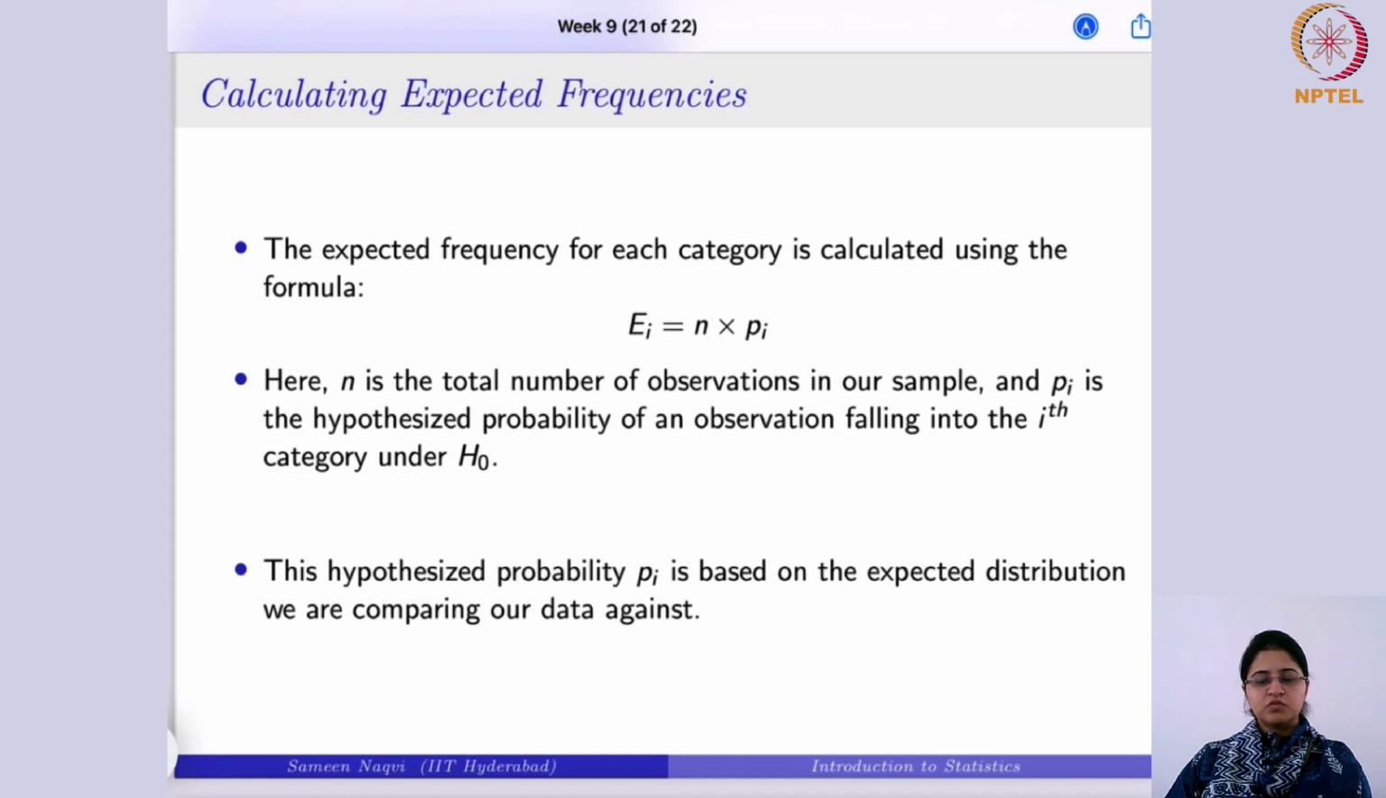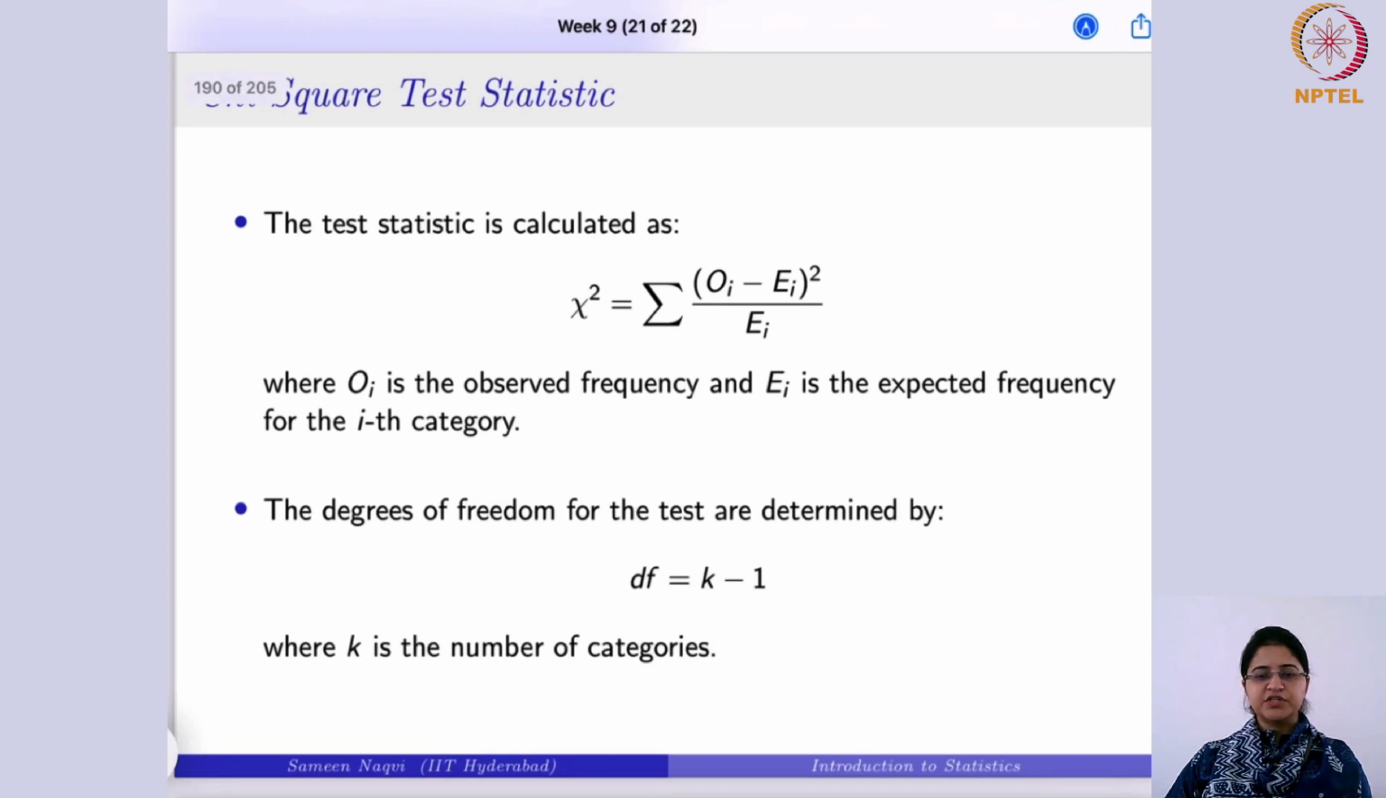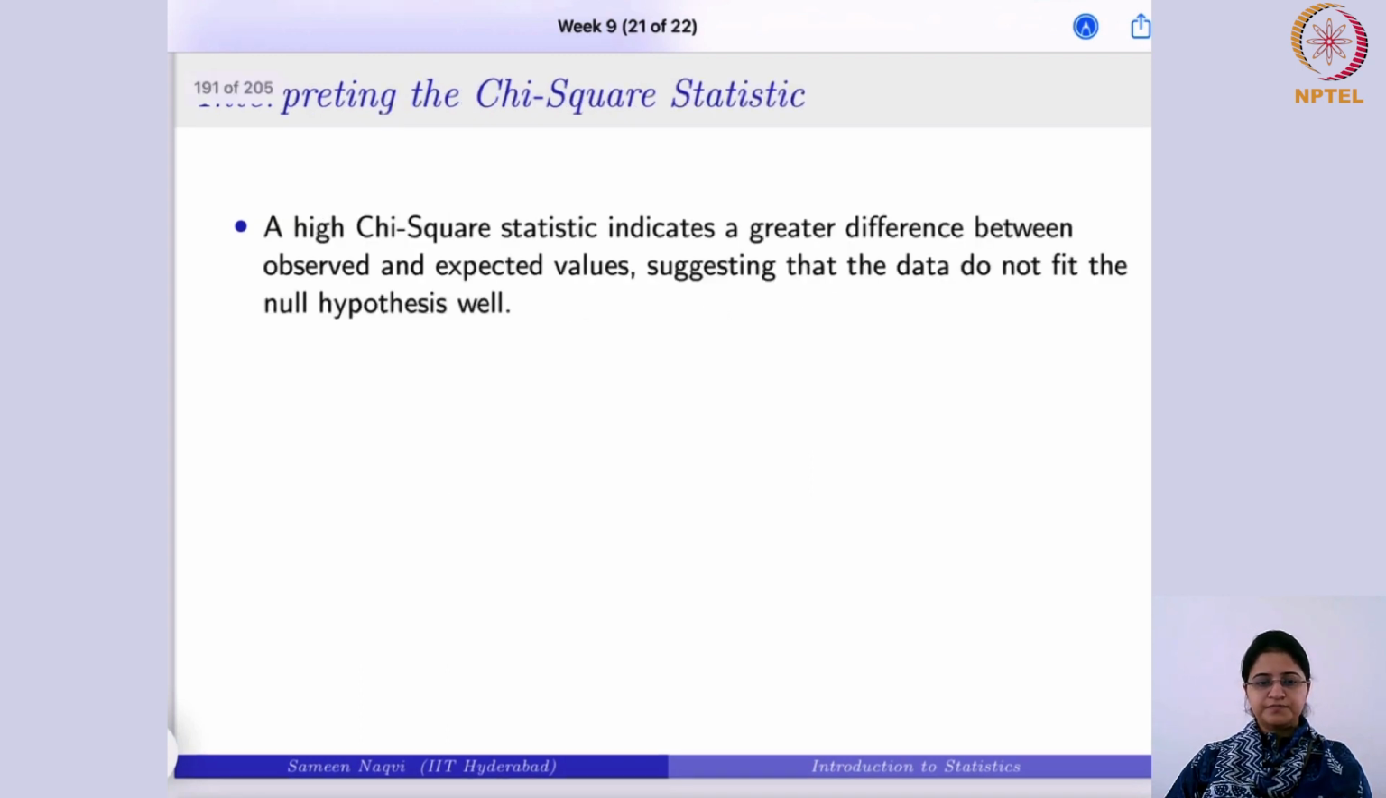Okay, so observed frequencies are there. You will calculate your expected frequencies for each category. So expected, in this case, would be n times p_i, and the chi-square test statistic is the same as we obtained in the previous one, and here the degrees of freedom would be k minus 1. So if the total number of categories is k, you take it as k minus 1.